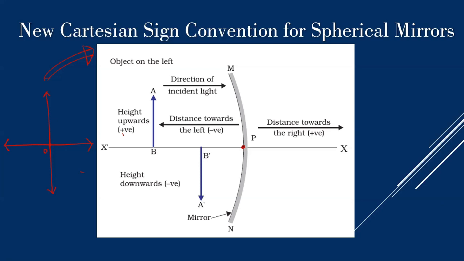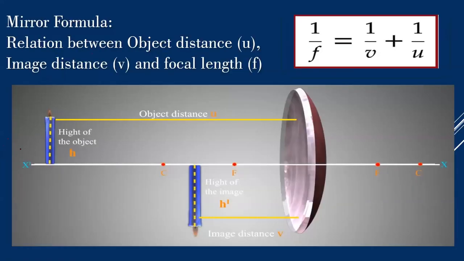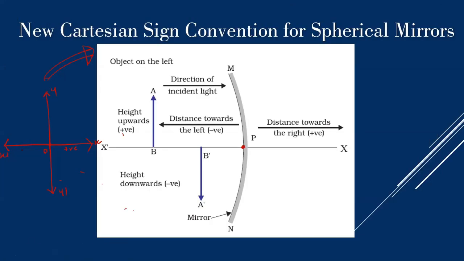Pole is your origin. We know this is my x-axis, xx dash. This is going to be my y-axis, y dash. We know 0 to x is always the positive x-axis. 0 to x dash is always going to be the negative x-axis, right? The upper side of the y-axis, OY, is going to be the positive y-axis and OY dash is going to be the negative y-axis. You just need to remember this and your sign convention for spherical mirrors will be done.